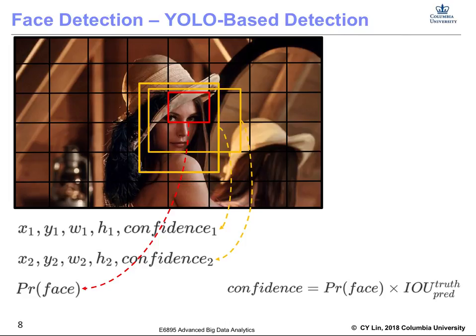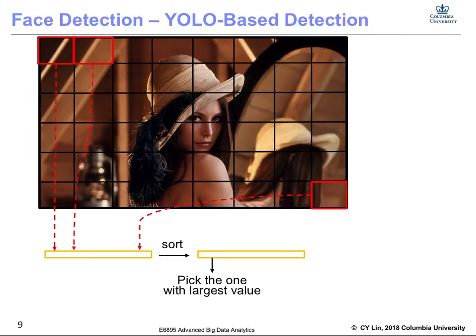The XY coordinates represent the center of the box relative to the bounds of the grid cell. The width and height are predicted relative to the whole image. Finally, the confidence prediction represents the IOU between the predicted box and any ground truth box. So for each grid cell, we can get a probability that there is a face in that grid cell. Then we can just sort all the predicted bounding boxes and pick the bounding box set with the largest value.